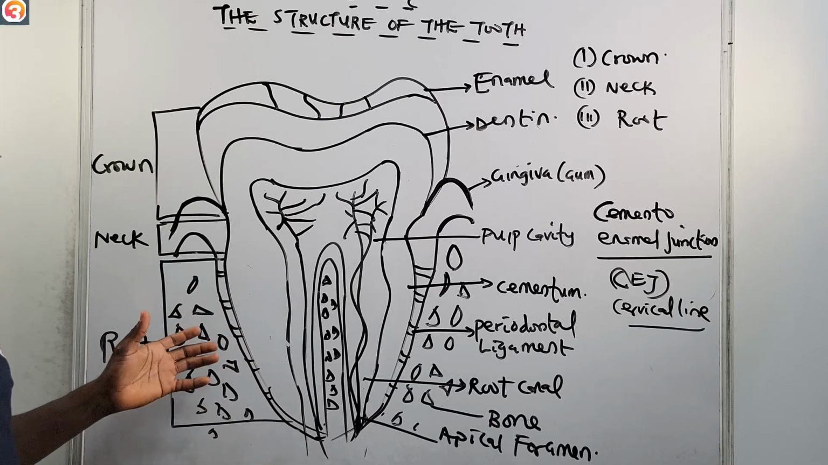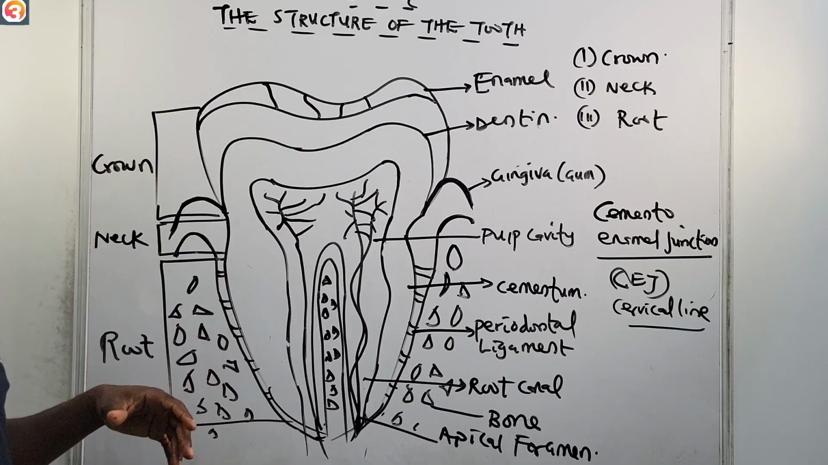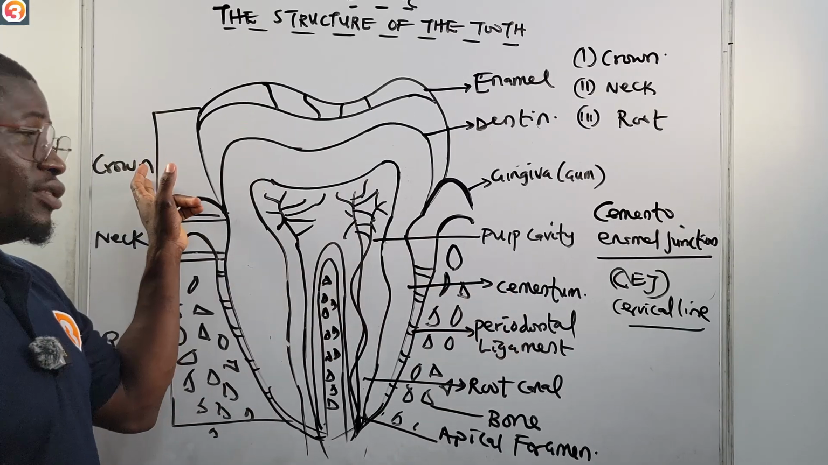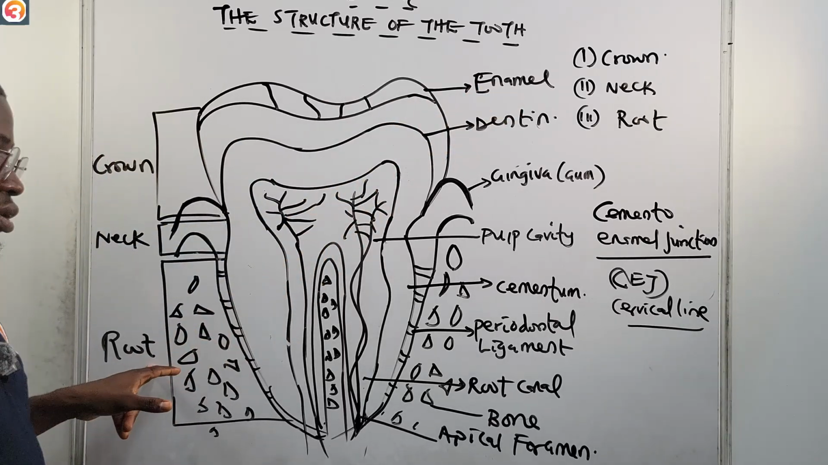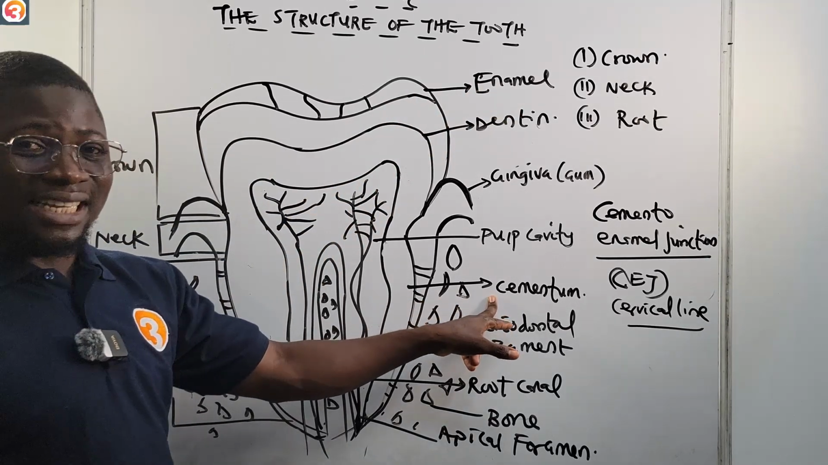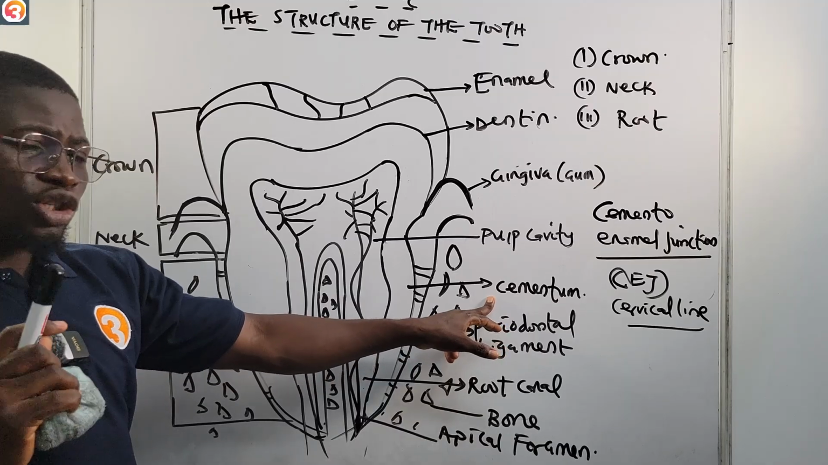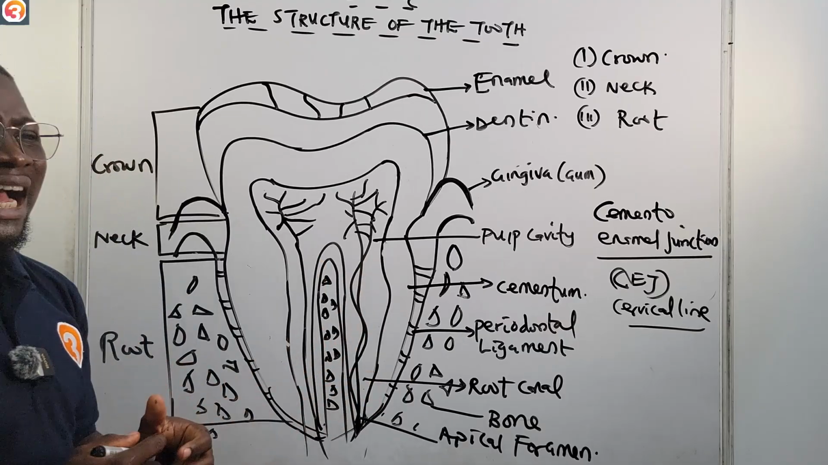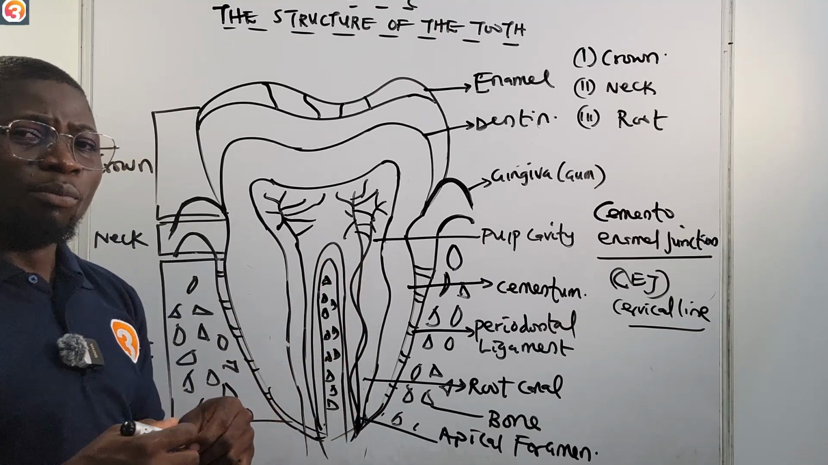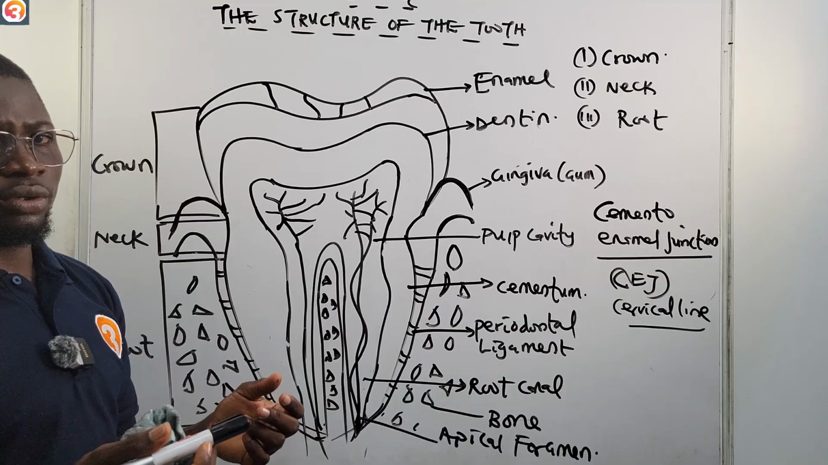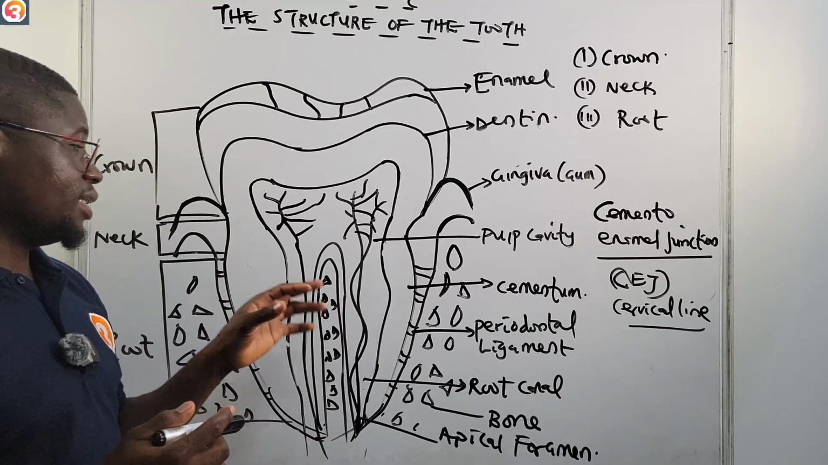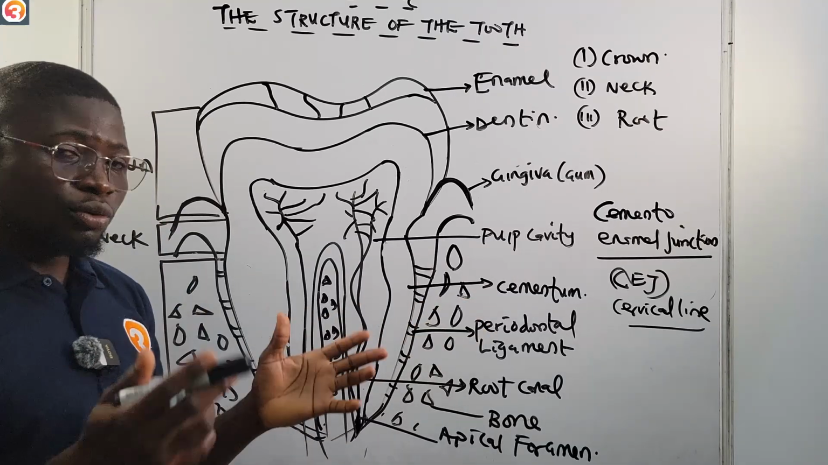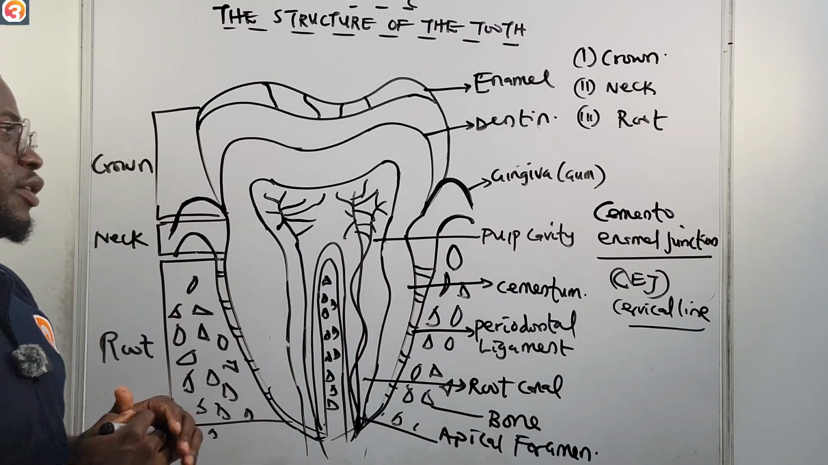The root is also covered in a protective layer called the cementum, just as the crown is covered in the enamel. Some teeth, like the incisors, may have just one root, but the molars can have 2 or 3 roots. Please take note of that. It's very worthy of note.